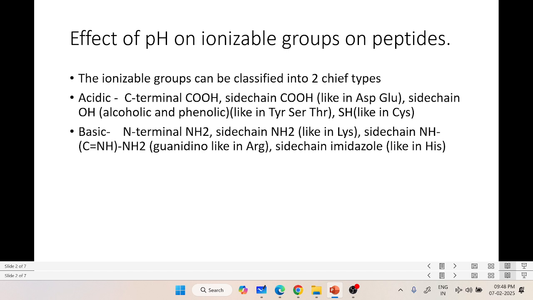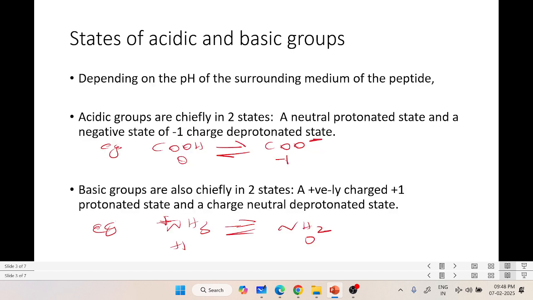Now, what are the states of these acidic and basic groups? Depending on the pH of the surrounding medium of the peptide, the acidic groups are chiefly in two states. Let us take the example of the carboxyl group. It can be either in the deprotonated COO- form or in the protonated COOH form. The deprotonated form has a -1 charge, and the protonated form has a 0 charge. The basic groups, like the amine group, can be in the protonated NH3+ state as well as the deprotonated NH2 state. The NH3+ state has a +1 charge, and the NH2 state has a 0 charge. So that's how the basic group exists at various pH.